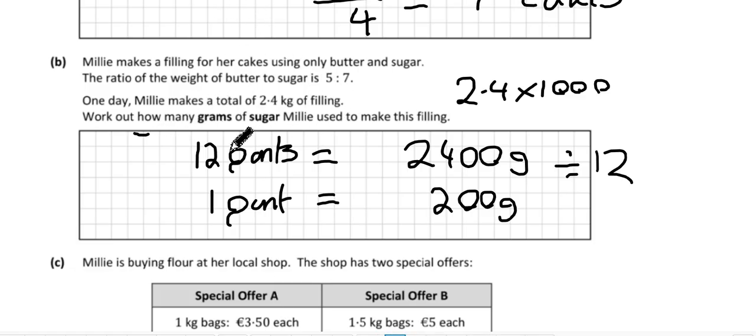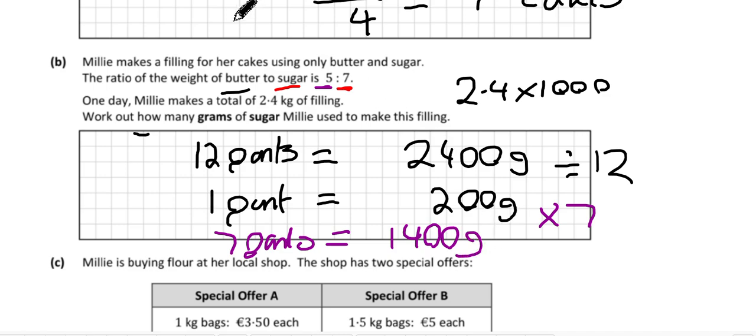Sugar. So read it really carefully. Butter to sugar. Sugar is the second number. Butter is the first number. So are we looking for 5 parts or 7 parts? 7. Is 7 bigger than 1? So multiply by 7, and you get 1,400 grams.